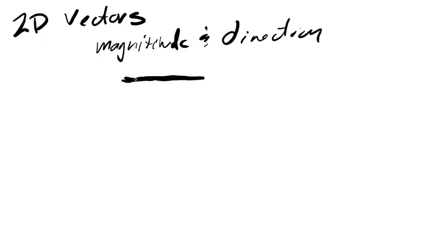Okay, so this is for two-dimensional vectors. And just a quick reminder, a vector is anything that has both magnitude and direction. Remember, magnitude is the body of the arrow and direction is the point. Very simple.